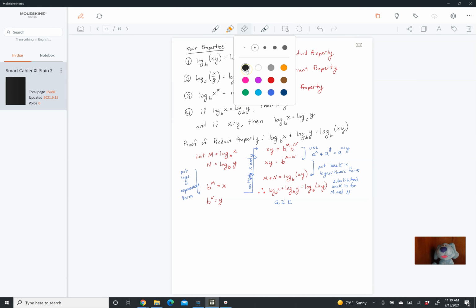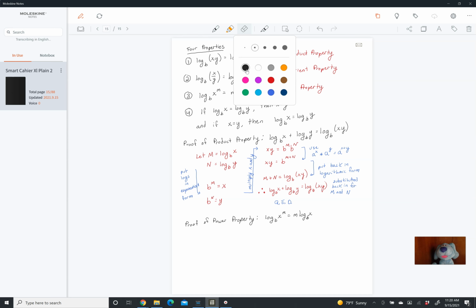Okay, and that's it. Let's do the proof of the power property. There are several ways to prove the power property. I'm just going to prove it in one way, but if you look it up online, you'll see that there are other ways you could prove it. The power property says log base b of x to the m power is equal to m times log base b of x.